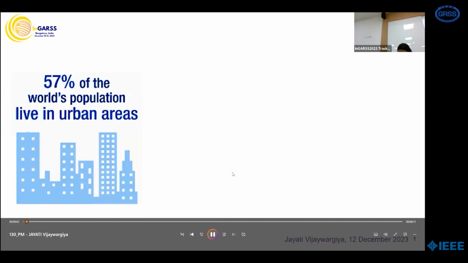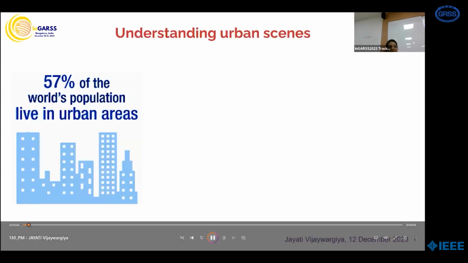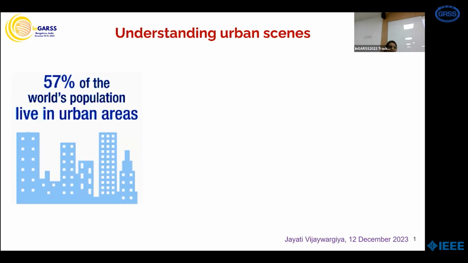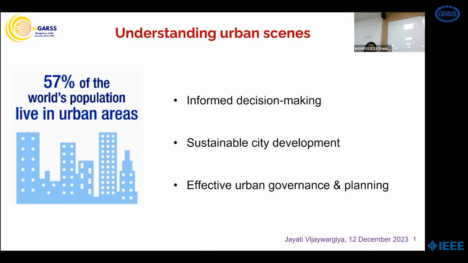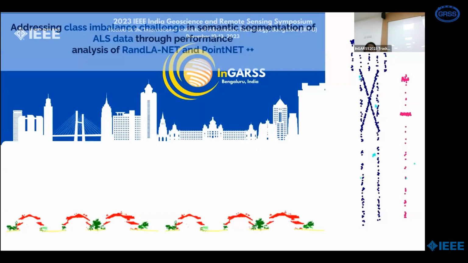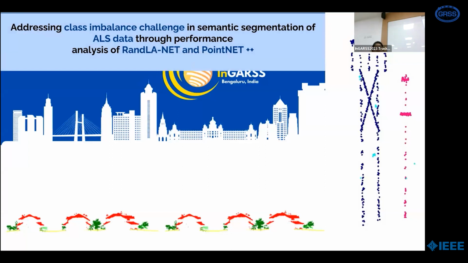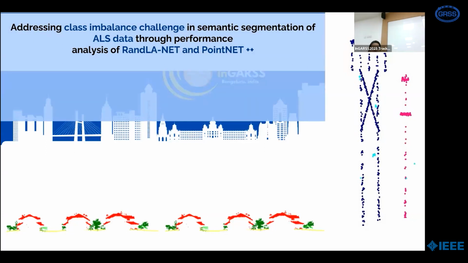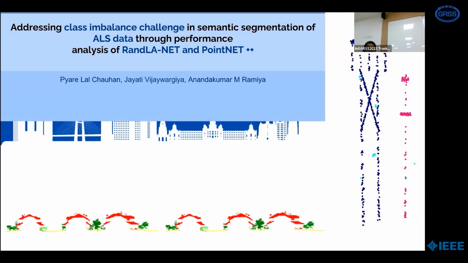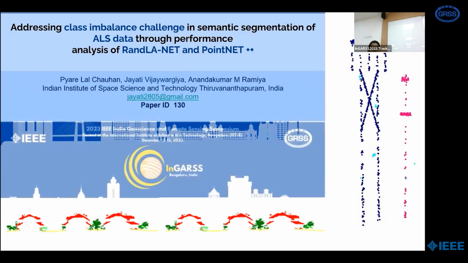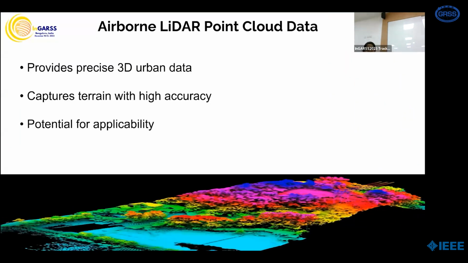Hey everyone, today more than 57% of the world's population is living in urban areas. Thus, understanding urban scenes becomes very crucial for informed decision making, sustainable city development, effective governance, and planning. In regard to the same, we present our work on addressing the class imbalance challenge in semantic segmentation of airborne LiDAR data over urban landscape through the performance analysis of two prominent deep learning architectures, RandLA-Net and PointNet++. We are Pyare Lal Chauhan, Jayati Vijayvargiya, and Anand Kumar M. Ramya, students from Indian Institute of Space Science and Technology, Thiruvananthapuram, presenting our work at InGARSS 2023.